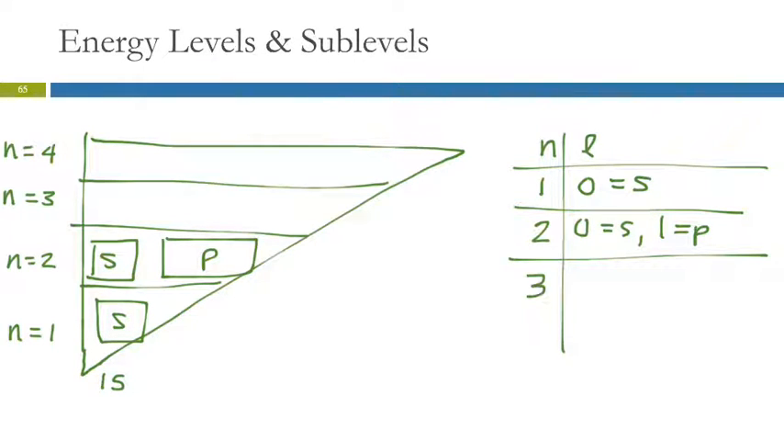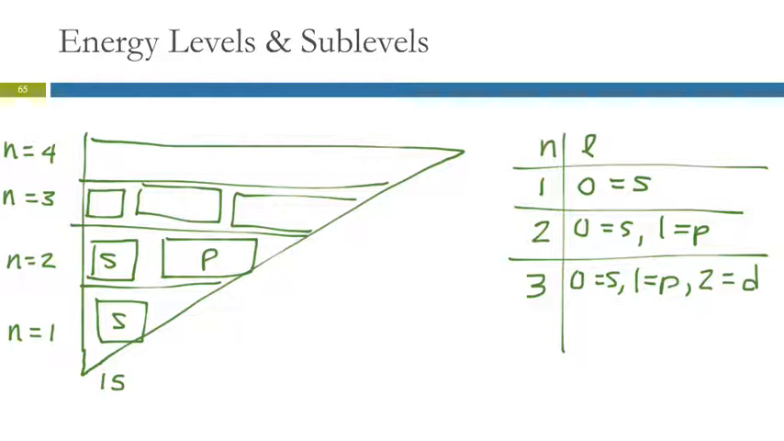On the third floor, we can have 0, we can have 1, and now we can also have 2, and that's D. So up here we have 3 sublevels. So there's 3S, 3P, 3D. And in my quantum hotel, those would correspond to rooms. You know, rooms in the hotel, some of them are bigger than others. Okay?